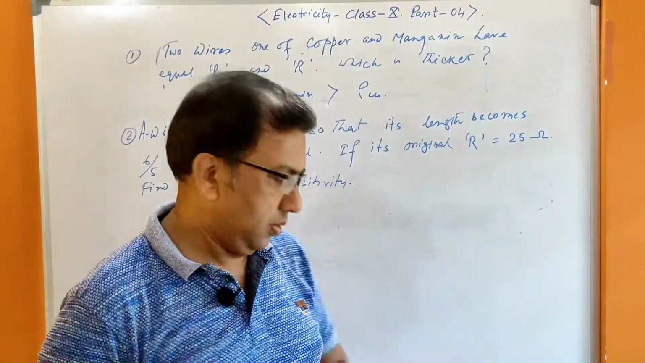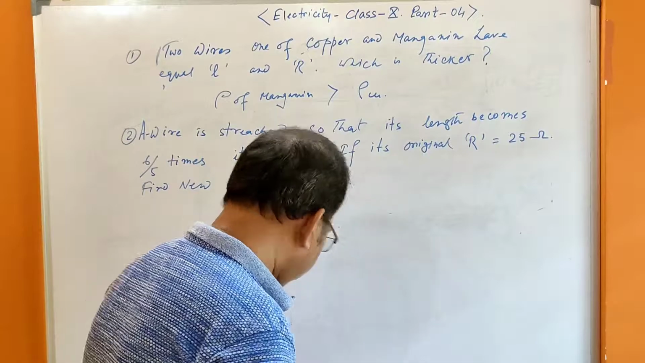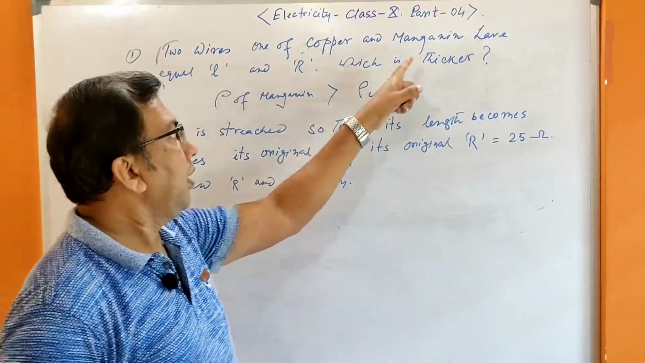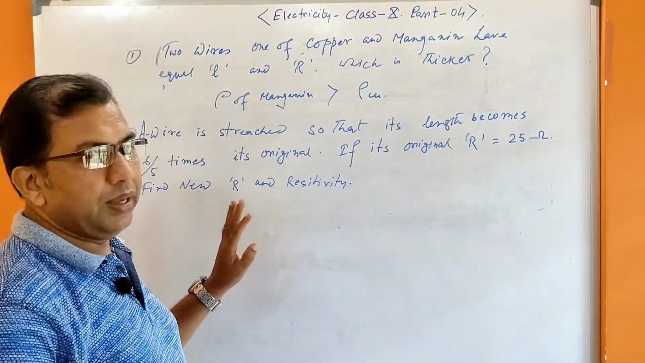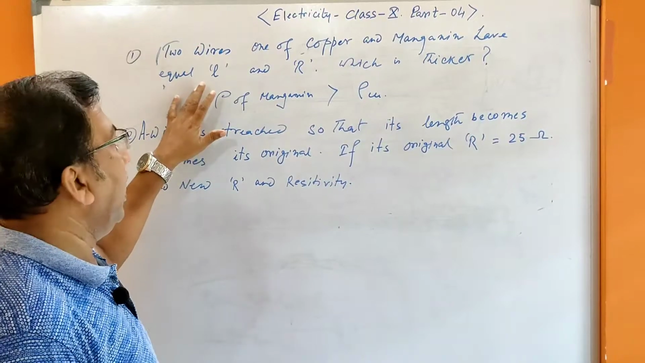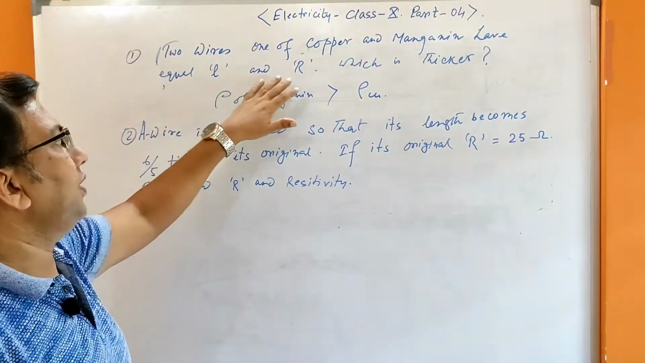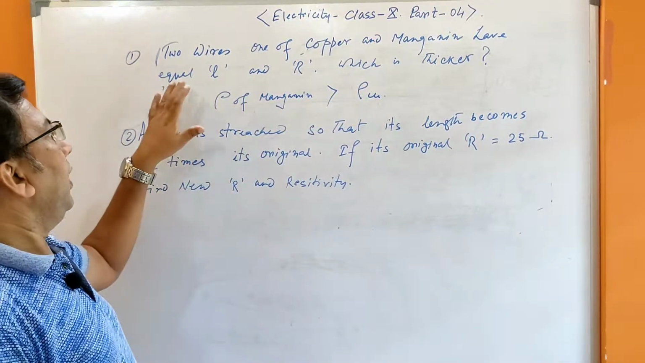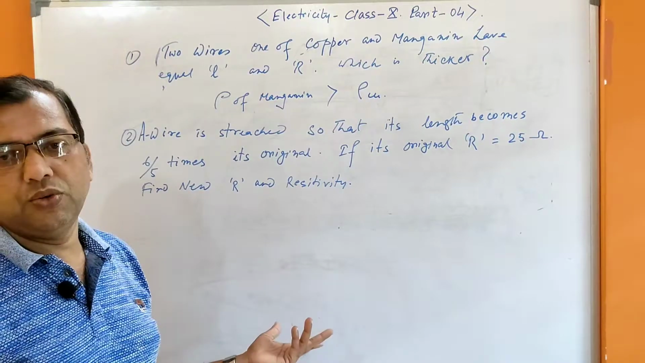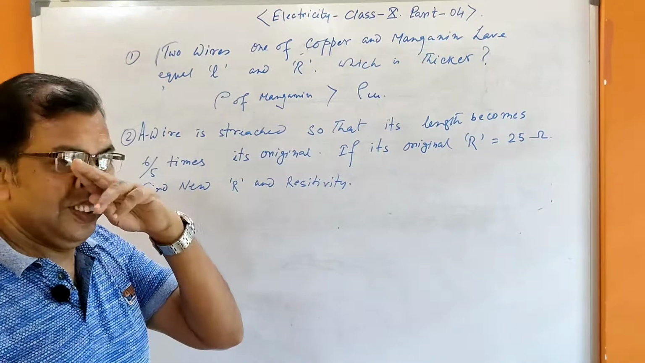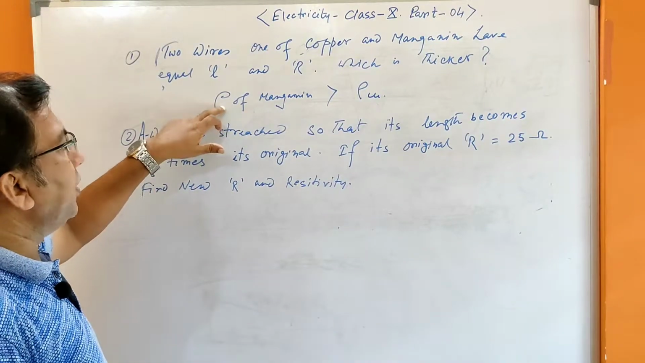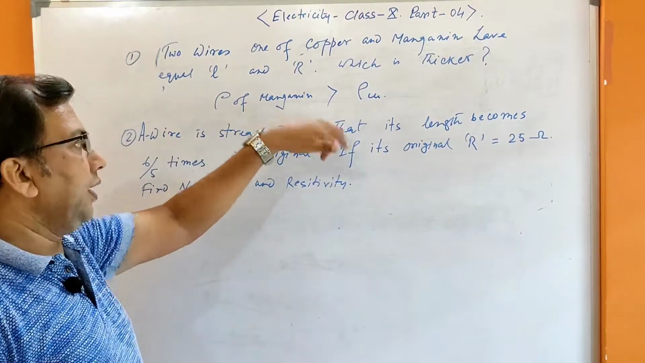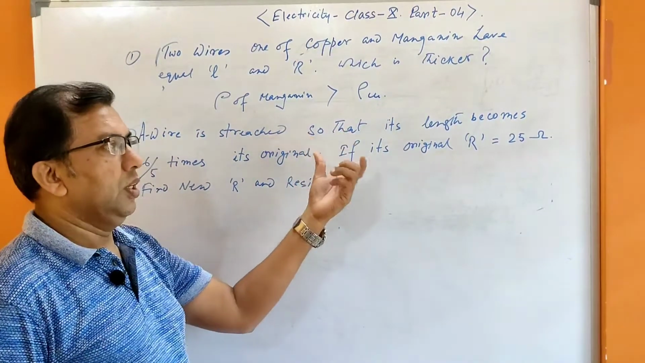Just one or two sums I am discussing. Let's start. See what is given. The question is: two wires, one of copper and the other of manganese, have equal length and equal resistance. Which is thicker? Just a simple question. And what is given? The resistivity of manganese is greater than the resistivity of copper.